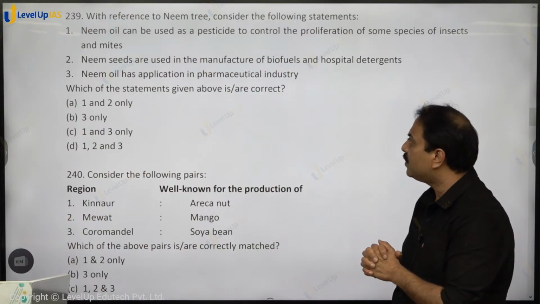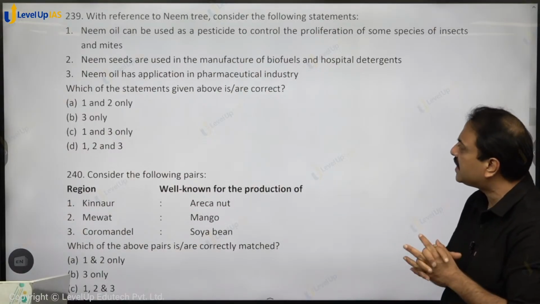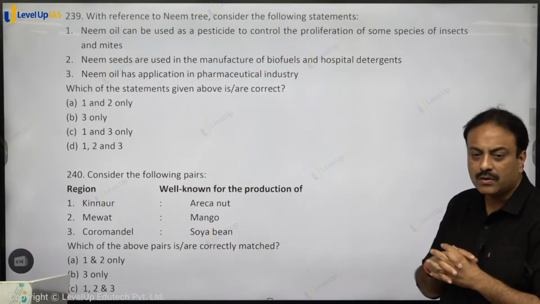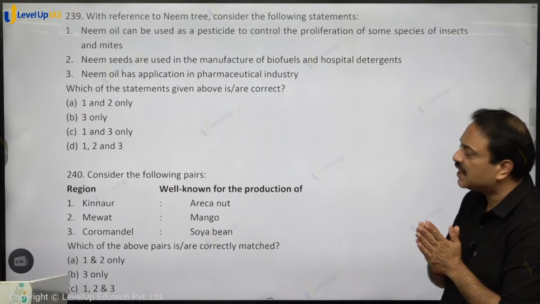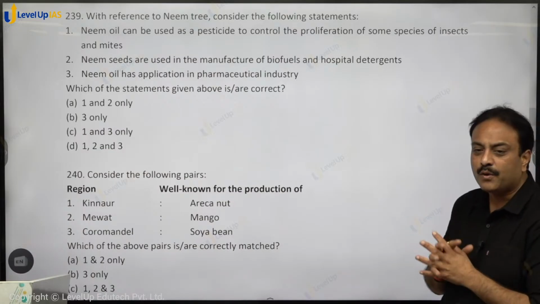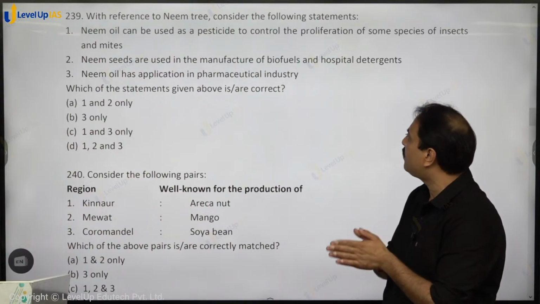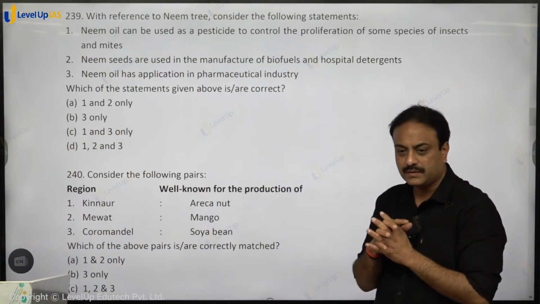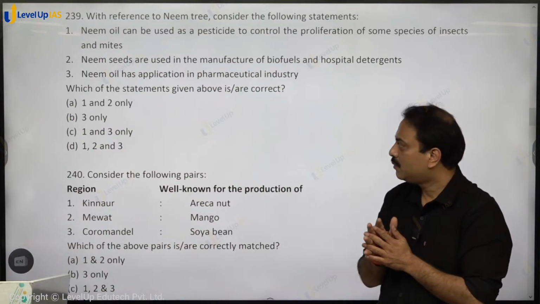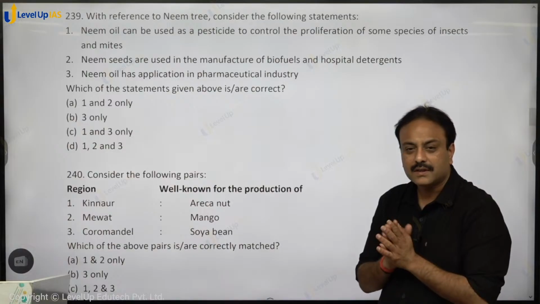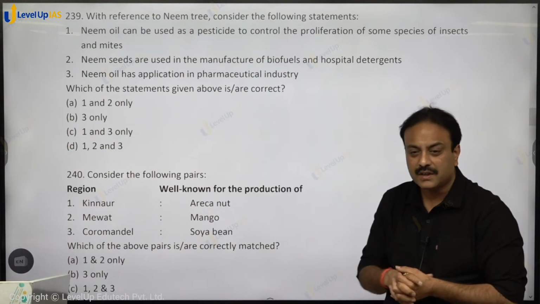Neem oil can be used as a pesticide to control the proliferation of some species of insects and mites. Yes or no? Neem oil is used. Species of insects and mites. Insects or mites को रोकने के लिए neem oil can be used as a pesticide. Correct one. Neem seeds are used in the manufacture of biofuels and hospital detergents. They are used, but UPSC says that it is not used. What will you do? UPSC is not agreeing on second statement.